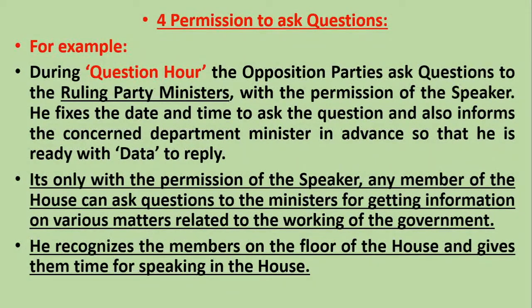Question hour is the first hour of the working day during the session of the House, and the minister will also be informed, who will be ready with the data to reply. It's only with the permission of the Speaker that any member of the House can ask questions to the ministers for getting information on various matters related to the working of the government. He recognizes the members on the floor of the House and gives them time for speaking in the House. So it is all done with the permission of the Speaker.